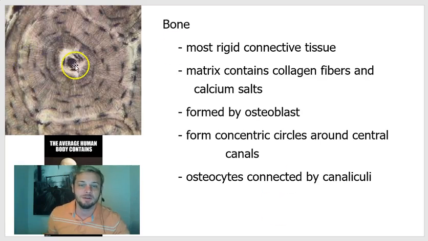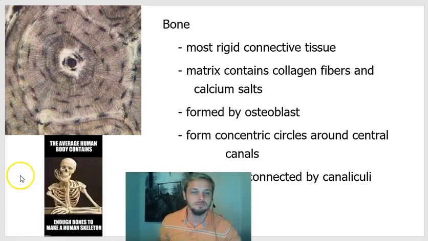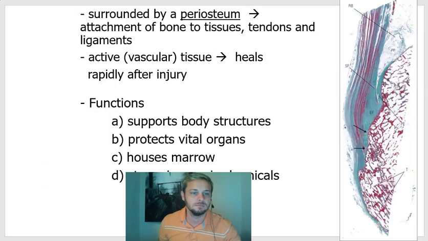You have your central canal, and then those lamellae that go around here. You can see the lacunae in here, and those little bitty canals, the canaliculi, that connect them to each other. Again, bone is surrounded by that periosteum right here. Helps to make the tendons, where you can see the tendons pulling on the bone. It's very vascular. It's very active tissue.